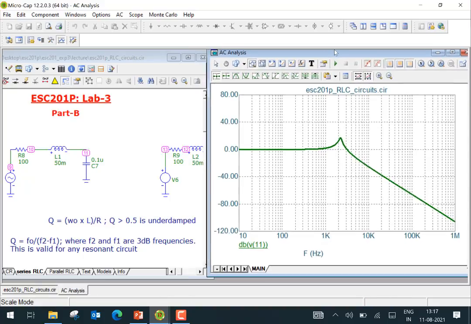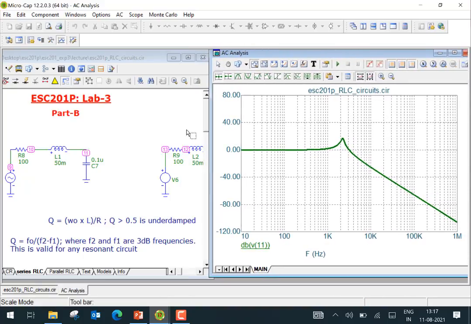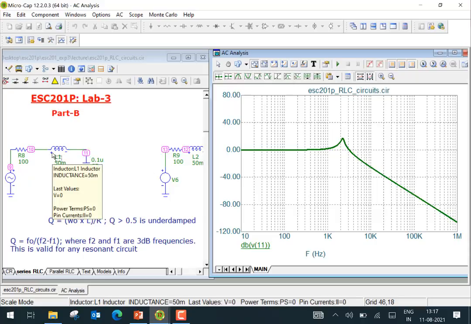And here is where we can explore how this particular circuit behaves. Now this is the voltage across the capacitor. If you wish, you can look at the voltage across the resistor here, or the voltage across the inductor, or you could look at the currents. You could look at any of those variables.